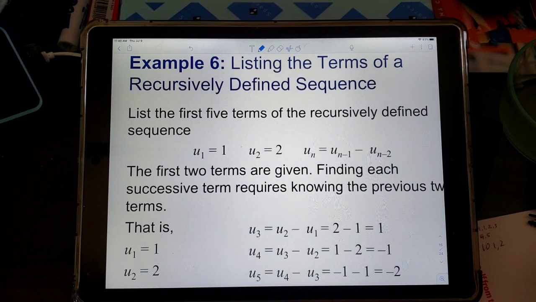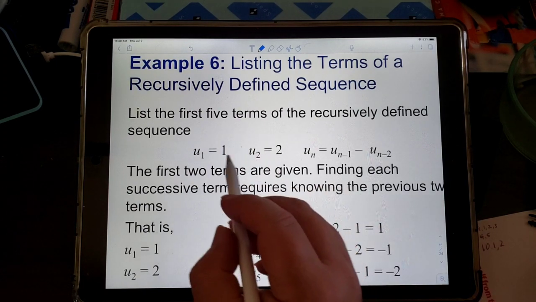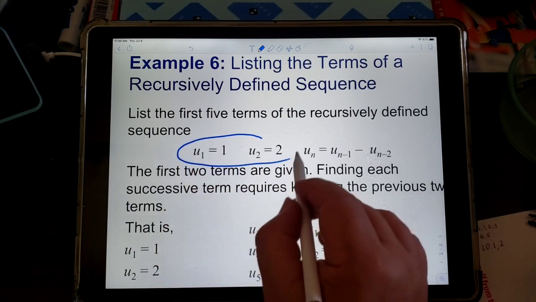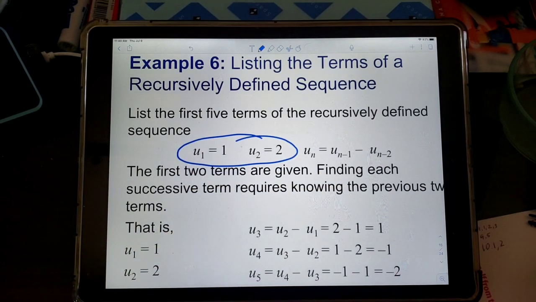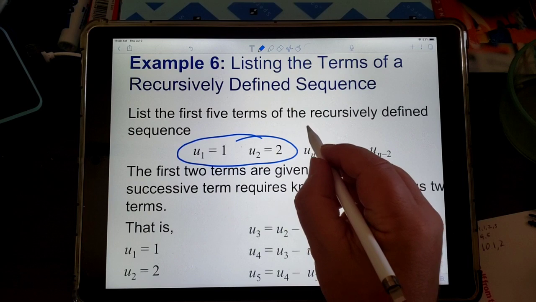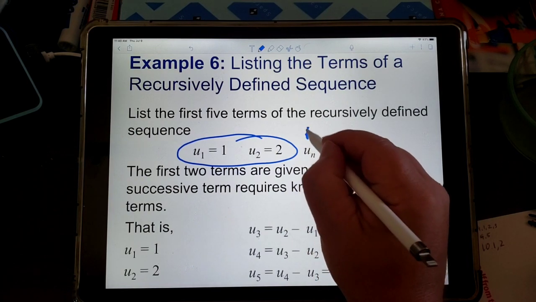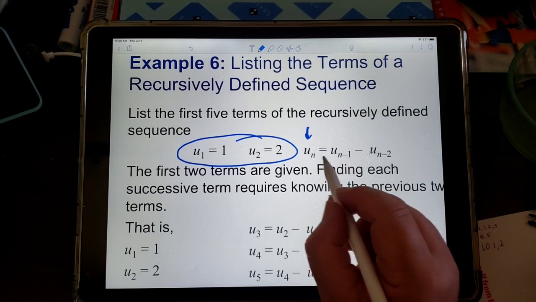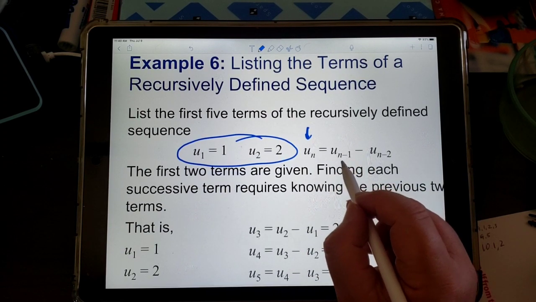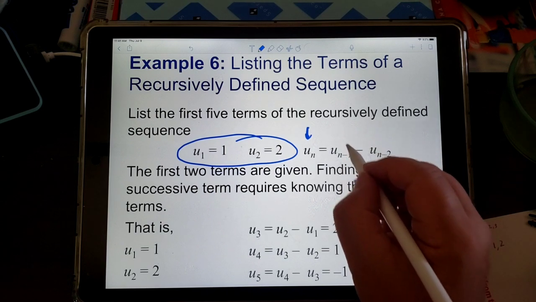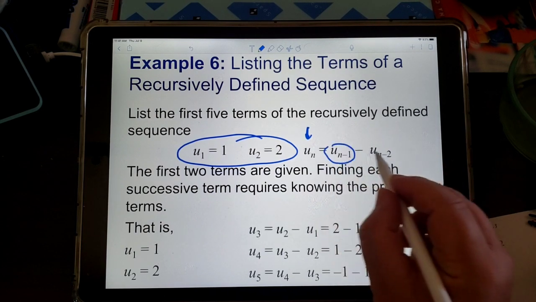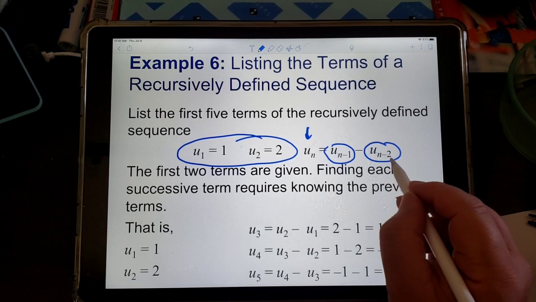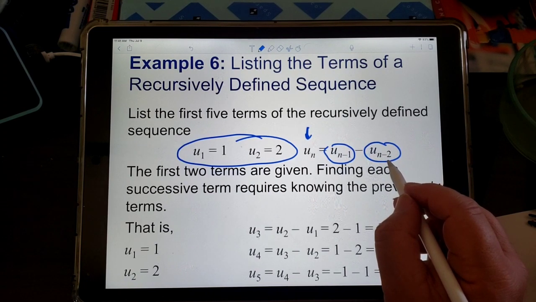All right, so this one, more complicated formula, so finding the formula might not be possible for us. What they did, they gave us 2 terms, the first 2, and then they told us any term is the difference, so the difference of what would this be in relation to n, the previous term, n minus 1, and then the previous term, the term before that.